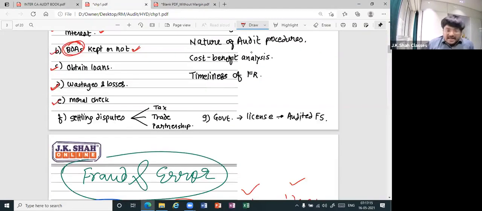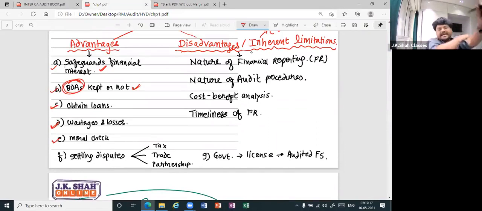Next one is 3 in 1. It helps in settling disputes. Repeating, auditing helps in settling disputes. How many types of disputes? Tax disputes, trade disputes, and partnership disputes. We'll go one by one.